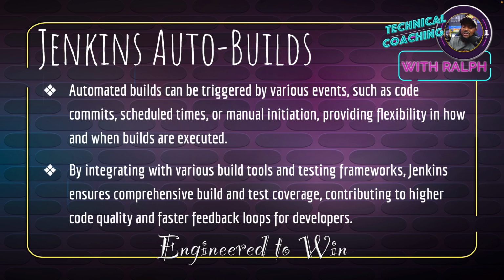For instance, if your application is connected to other APIs and you notice something weird is happening, you can click off a manual initiation, and then you get results right away, letting you know there's something you need to look into. So it provides flexibility in how and when builds are executed. By integrating with various build tools and testing frameworks, Jenkins ensures comprehensive build and test coverage, contributing to higher code quality and faster feedback loops for developers.